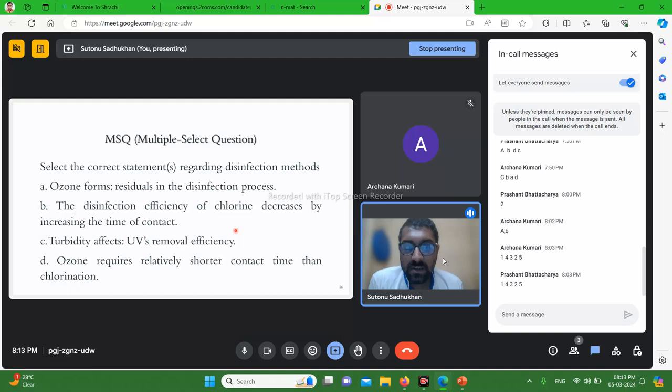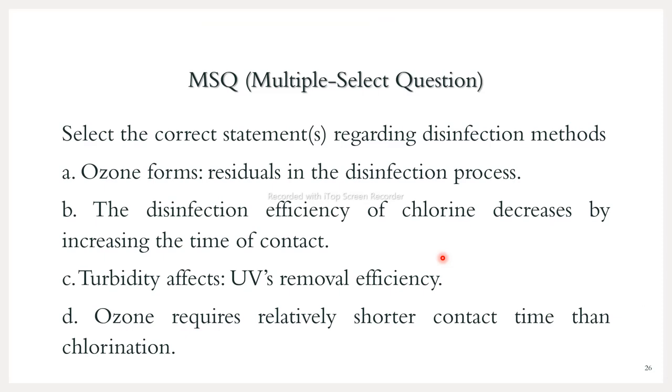Whether ozone forms residuals. Residual means residual ozone. Free chlorine is formed. Ozone does not form residual, I think. So option A, I think it is not correct. The other options, option C, I think it is correct. Then B and D, you think. Not able to think? You can unmute, you can directly talk, not even typing is required. Okay, let's see what is the answer then. So option C and D is the correct answer.